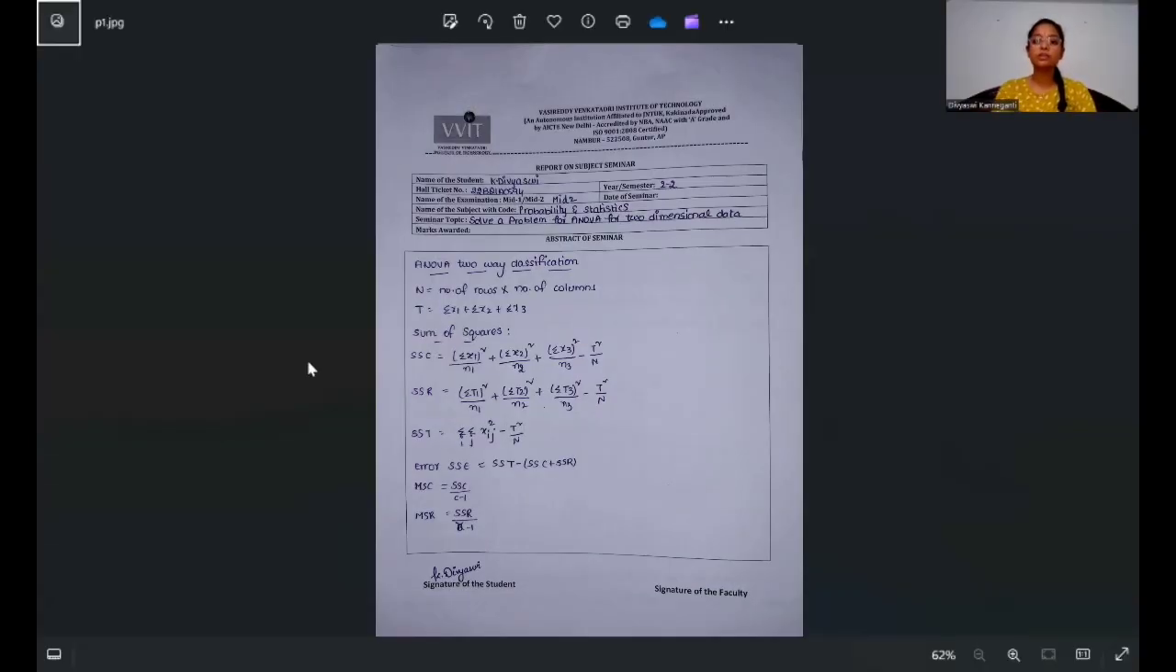So today we are going to discuss a problem for ANOVA for two-dimensional data. As we can see here, n is the total number of observations, defined by the number of rows and the number of columns. It is calculated using the number of rows into the number of columns. So basically the data given is the number of rows and number of columns.